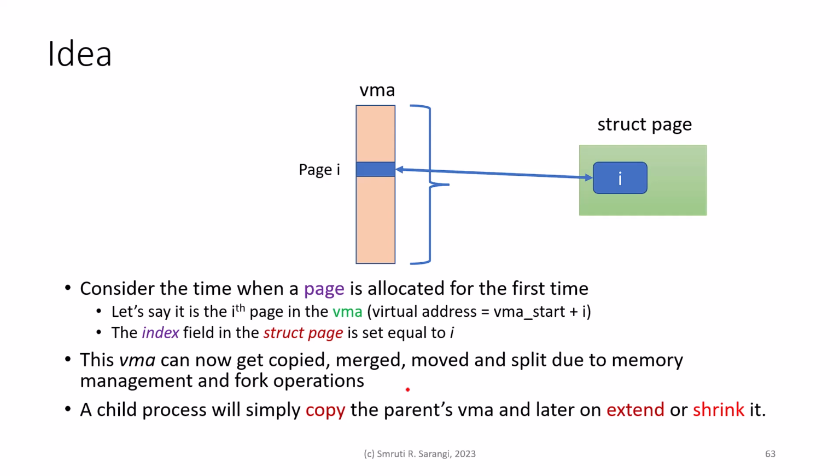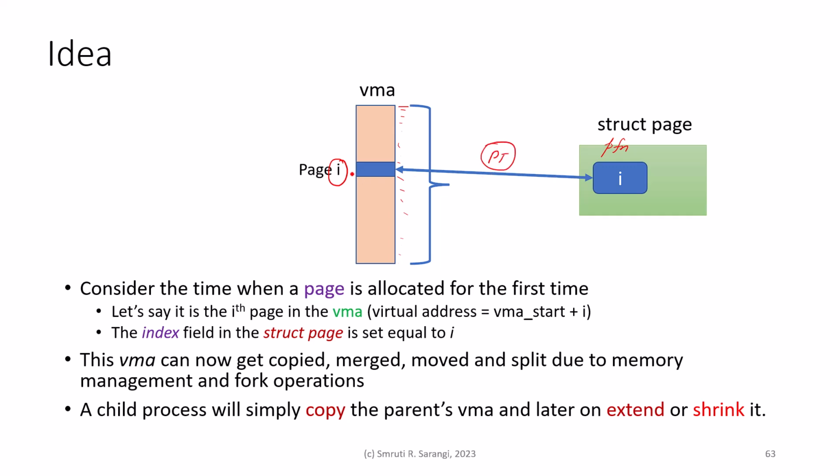So let's look at the idea. The idea is that the first time a page is allocated, it will be allocated to a process and within some virtual memory region, a VMA of the process. We clearly know that all the virtual pages in this VMA are contiguous in the virtual address space. Out of that, page number I is being allocated and a struct page is being created, and some physical frame number is being associated with page number I, and this association is being recorded in the page table.